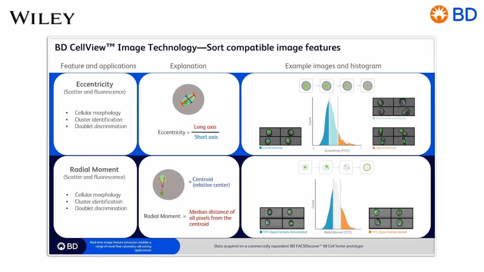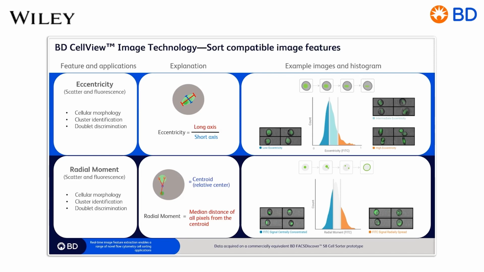So eccentricity is measured by looking at a ratio of the long axis. If you look in that middle column, there is the mathematical explanation of what's being measured. So that red or long axis divided by the blue or short axis. So you also get these imaging features, the long axis and the short axis, that you can actually look at on the instrument as well. But they were building blocks to get to eccentricity.